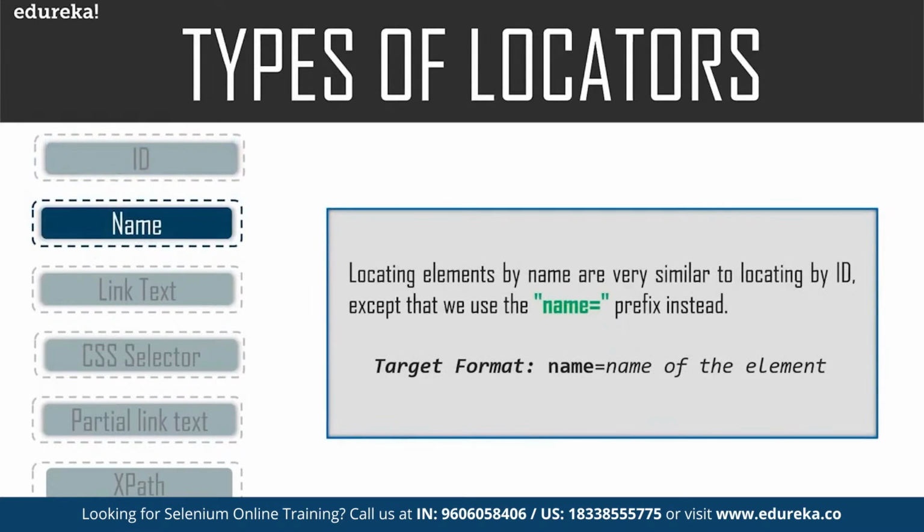Next, we'll move on to the name. Say if there is no ID present in the HTML code, how would you locate the element? We use the name locator. When there is no ID to use, the next thing worth seeing is whether the desired element has a name attribute or not. But it is for sure that the name cannot be unique all the time. If there are multiple names, Selenium always performs actions on the first matching element. Locating an element by name is very similar to locating by ID, except that we use the name as a prefix instead. So this is about the name locator.